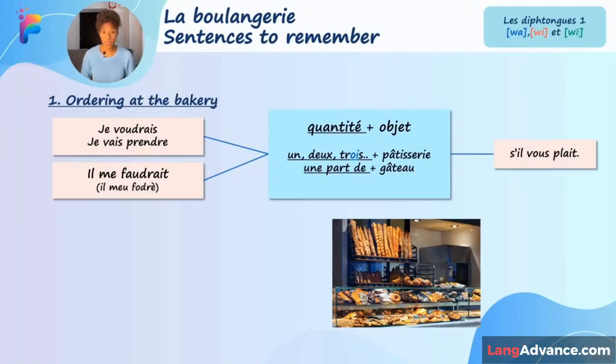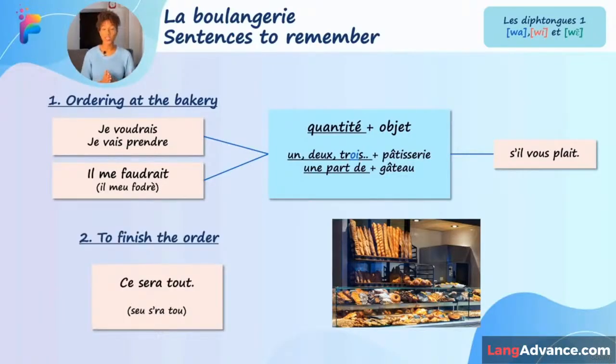Let's try with different examples. Je voudrais 2 baguettes, s'il vous plaît. Je vais prendre un croissant, s'il vous plaît. If you want a piece of cake, we'll say une part de, and then you give the name of your cake. Il me faudrait une part de tarte aux pommes, s'il vous plaît. Once you're done with your order, you can just use ce sera tout. That means it will be all.